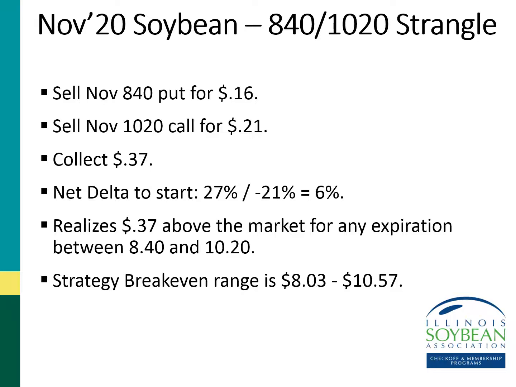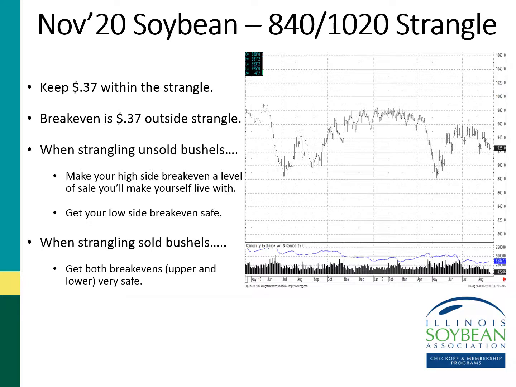The break even is 37 cents above and below those prices. So that would be 8.03 on the downside, 10.57 on the high side, a full $2.50 spread, making us fairly comfortable that certainly a high probability that we're going to, at the very least, break even on this strategy. So looking at the chart, we're going to keep 37 cents within the strangle between 8.40 and 10.20. Break even is 37 cents outside of it.